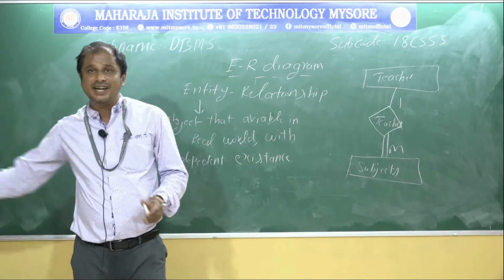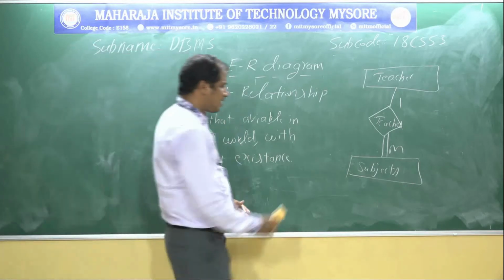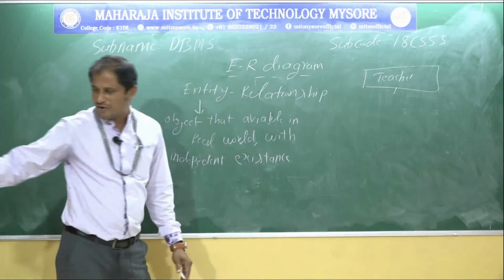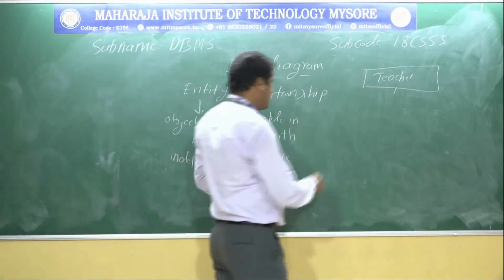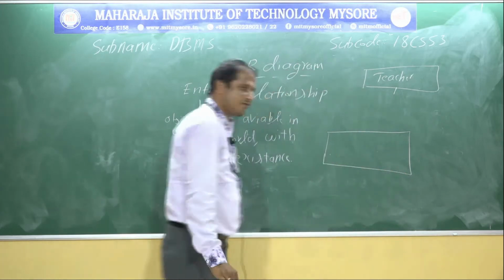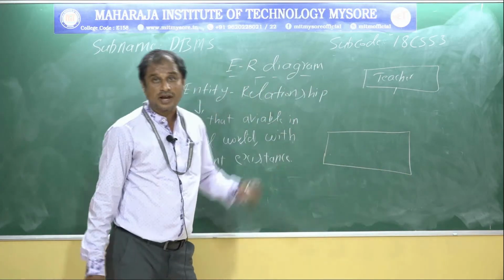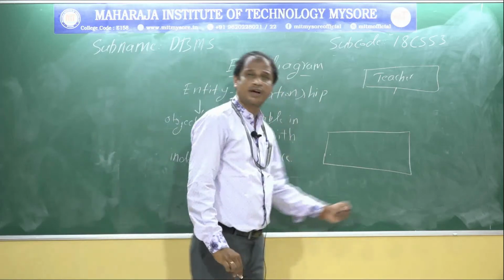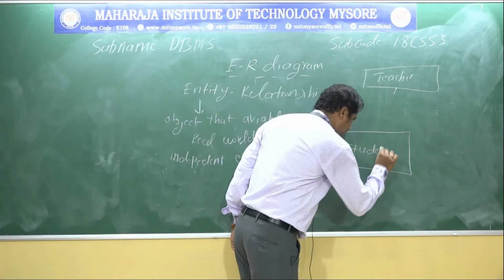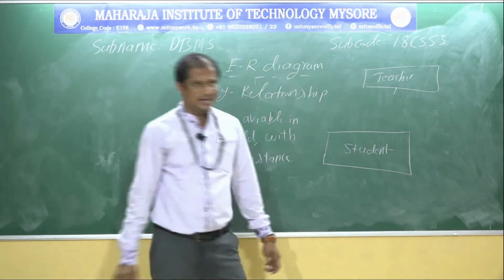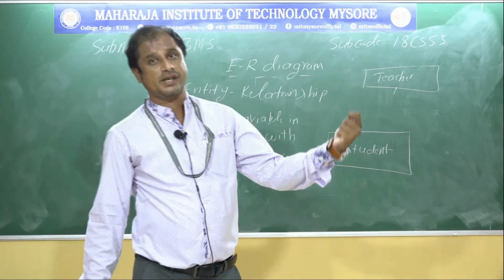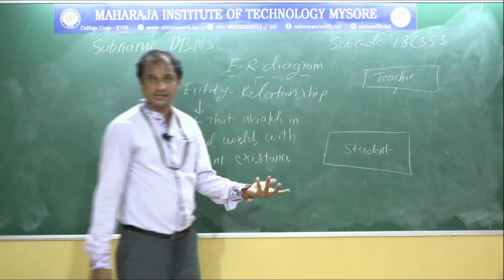An entity is represented in a very simple way in an ER diagram, in a rectangular format. It looks like this: a rectangle in which you write the entity name. This is the representation of an entity. I'll write Student as an entity, because student is an entity in a college database, in a university database, right?